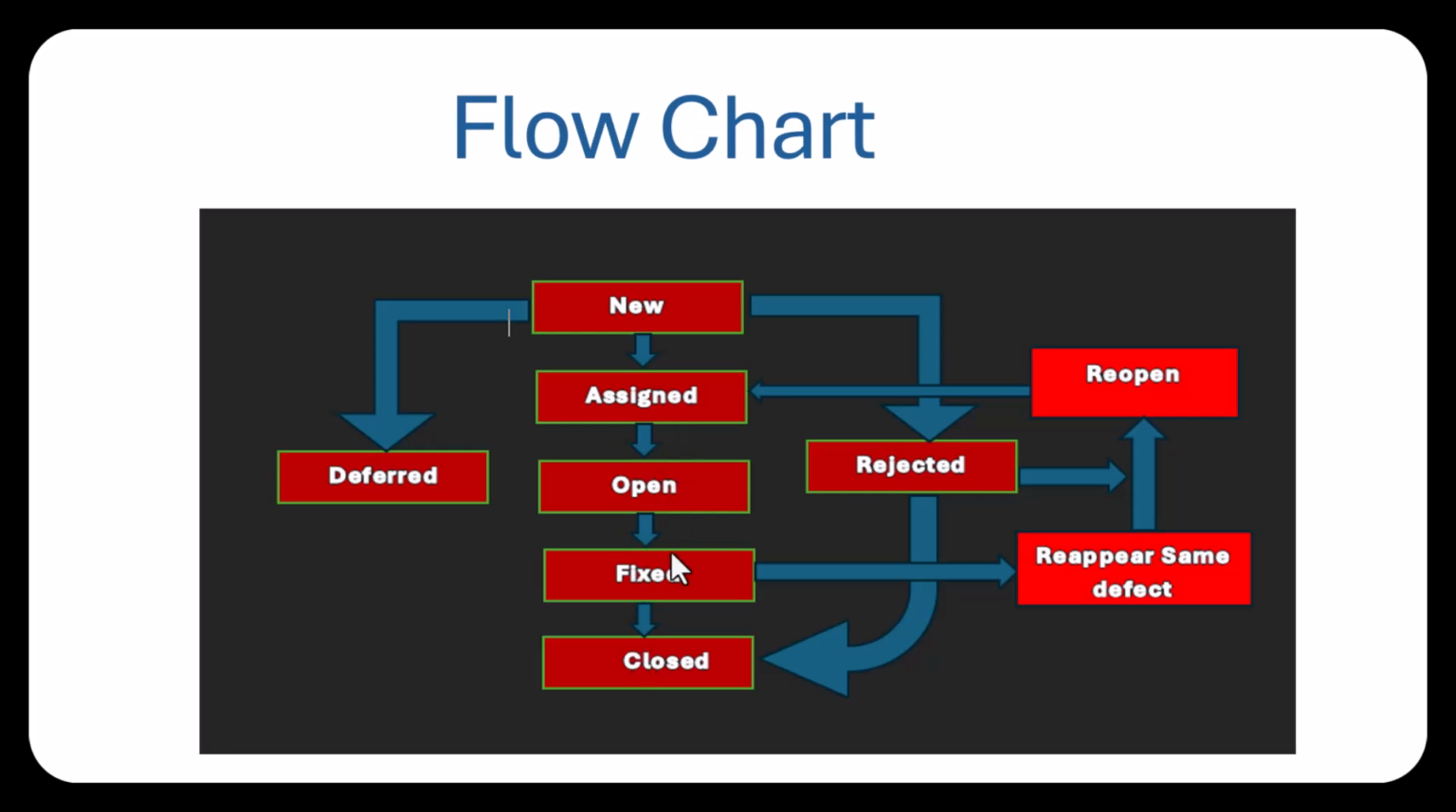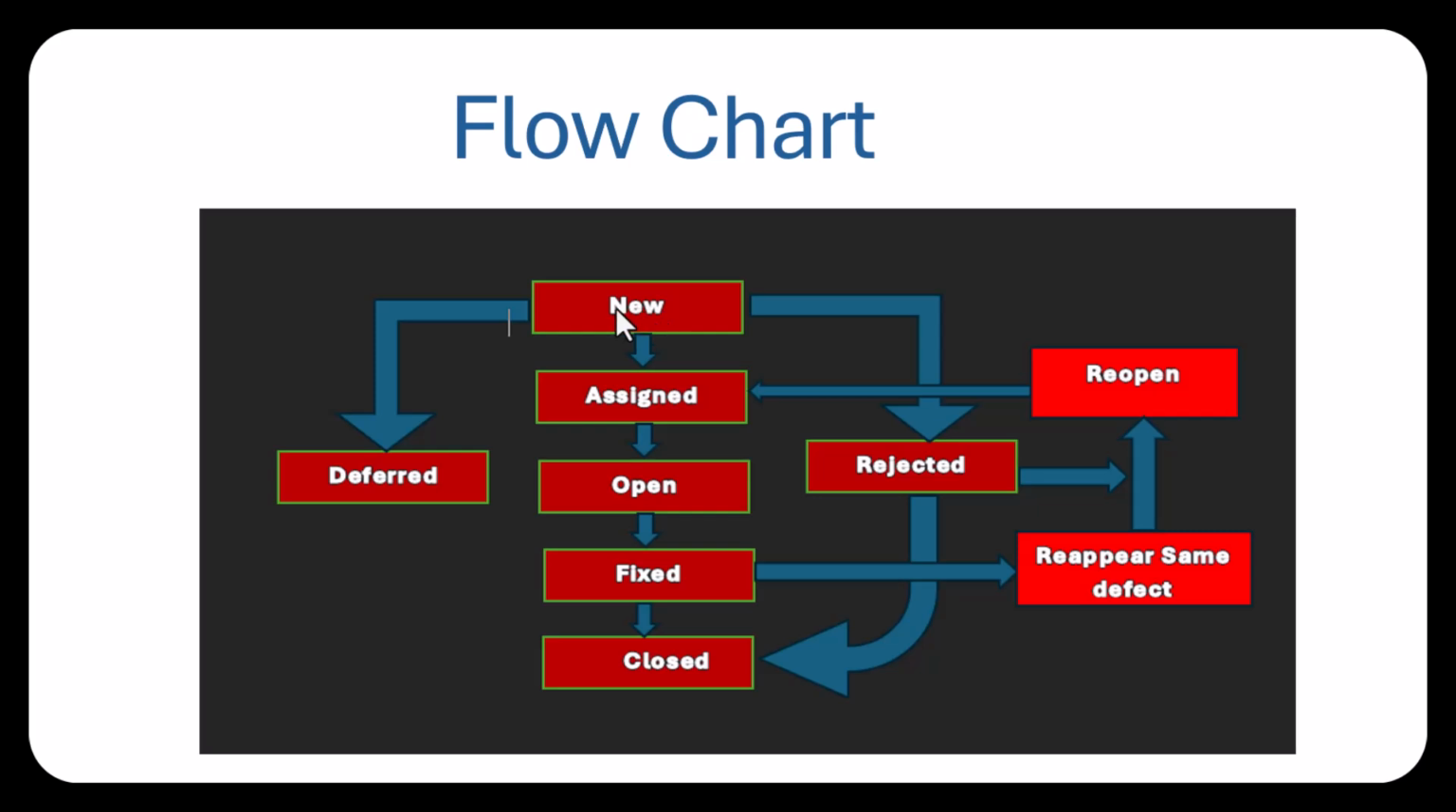The other scenario is that from new it will go to the fixed state: new, assigned, open, fixed. In the fixed state, what the testing team will do, the tester, whoever is working on that, they will verify the defects. If that particular defect reappears again, then the tester will reopen the defect and again assign it back to the developer, and again the same flow will happen.